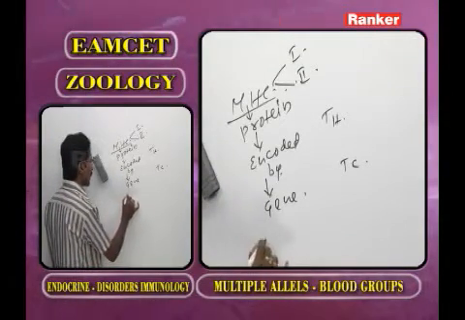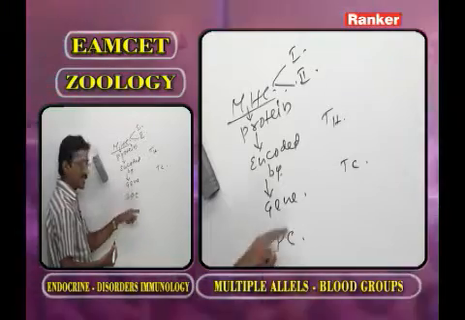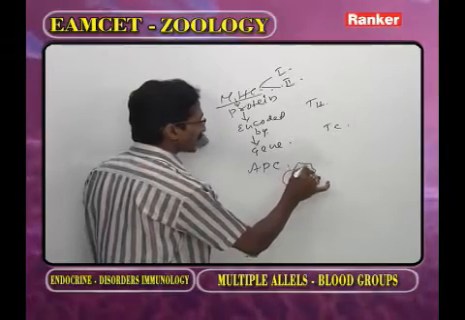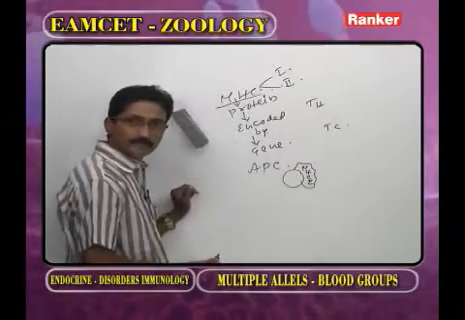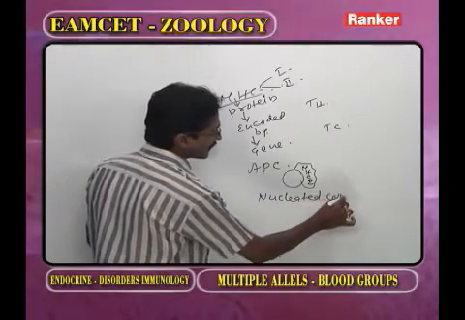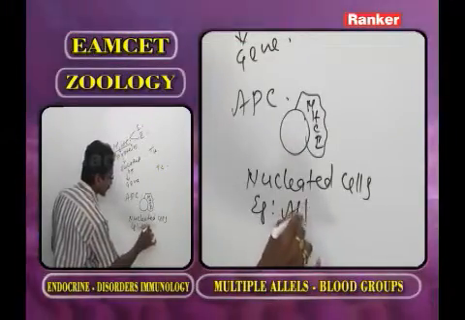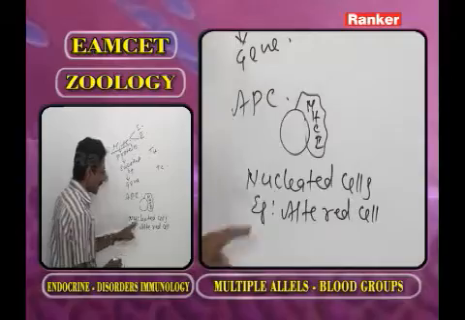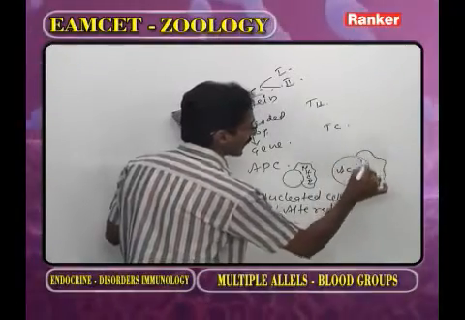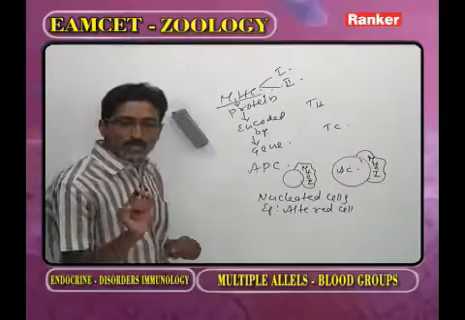Now, on all APC, that means antigen presenting cells, what type of MHC is present? MHC 2. Now, as we observe, the nucleated cells participate in the immunity, one example is the altered cell. On the surface of the altered cell, what is present? Class 1 MHC. Now you observe the question.